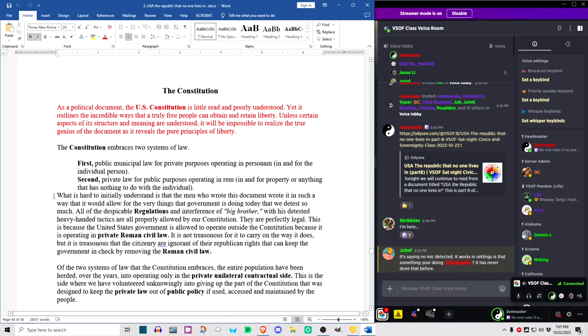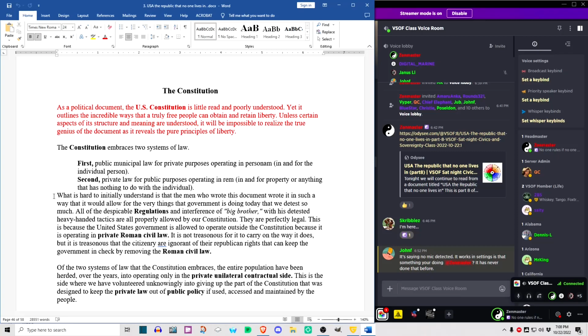So what is hard to initially understand is that the men who wrote this document wrote it in such a way that it would allow for the very things that government is doing today that we detest so much. All of the despicable regulations and interference of Big Brother with his heavy-handed tactics are all properly allowed by our Constitution. They are perfectly legal. This is because the United States government is allowed to operate outside the Constitution because it is operating in private Roman civil law.